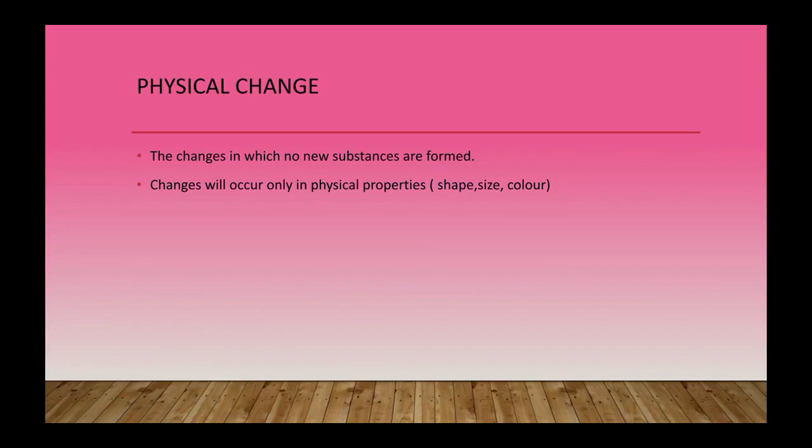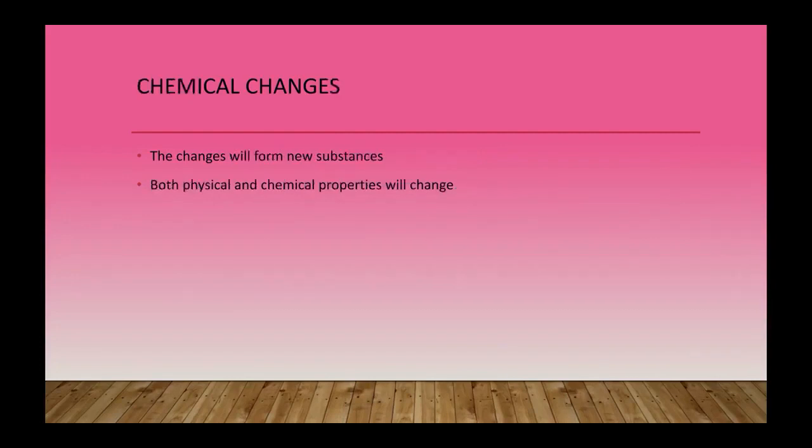Reversible and physical have one difference. One thing is, it doesn't cause a new substance. It will be able to change the shape, size and color, right? And the chemical change, the changes will form a new substance. Both physical and chemical properties will change, right? The change will form a new substance. Both physical and chemical properties will change.